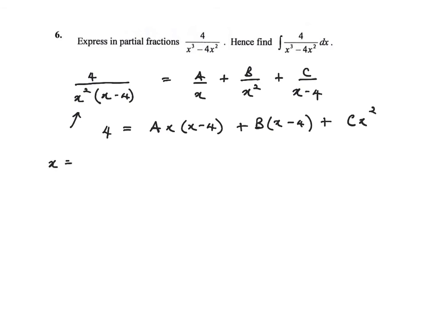Choose the value x equals 0. First and last term is 0, so it's minus 4b. B then is minus 1. And x equals 4. First and second terms are 0. And we have 16c. So c equals 1/4.